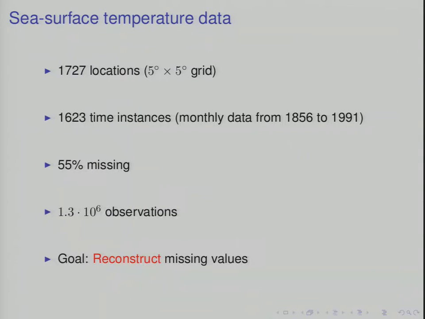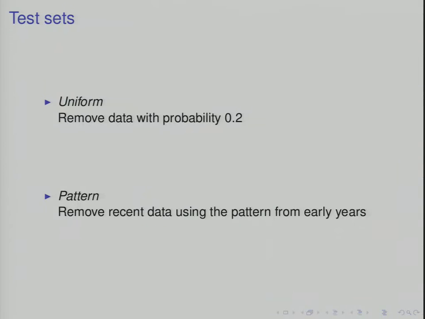But of course we don't have the missing values because they are missing, so we need to use test sets. And we use two kinds of test sets. The first case is such that we pick data points randomly with probability 0.2. The problem with this approach is that the test points tend to be very close to other observations. So using this short scale method, it might be too easy to reconstruct.